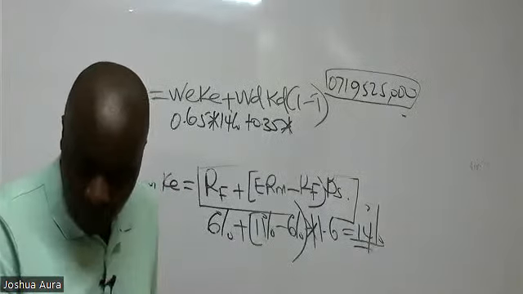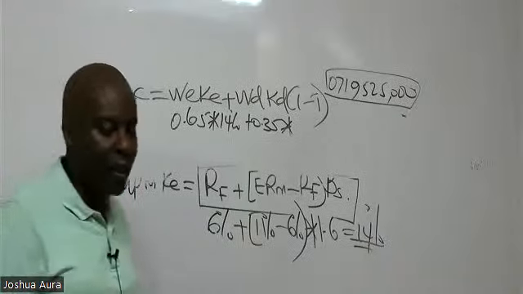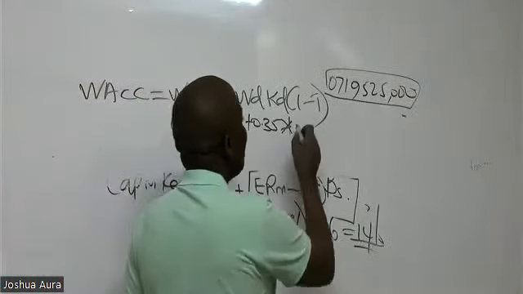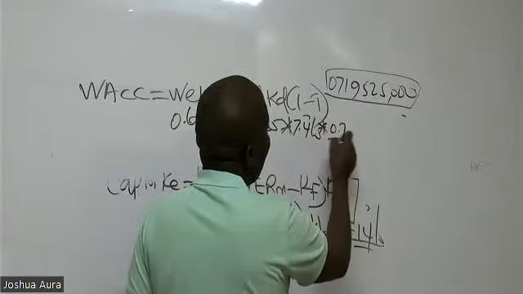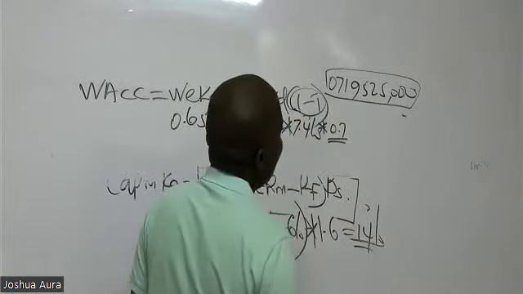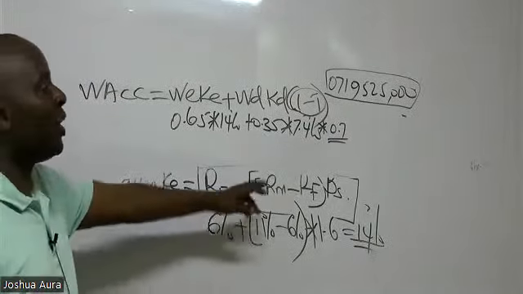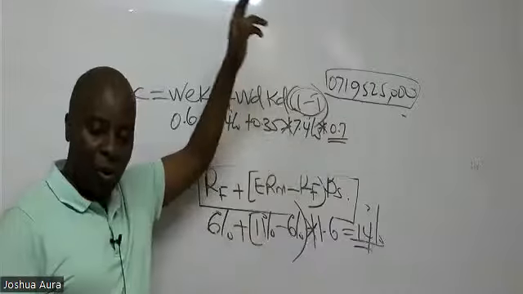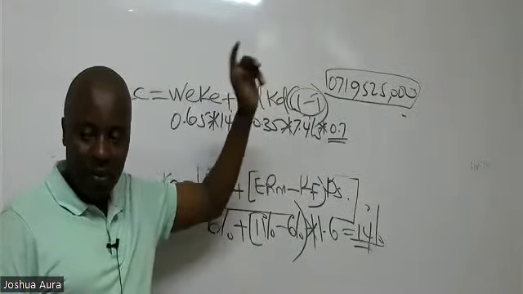In the last paragraph, they've given us a cost of debt of 7.4% before tax. So this is 7.4% before tax. It means I must adjust it for tax by multiplying this 7.4 with 0.7 that we got earlier on.